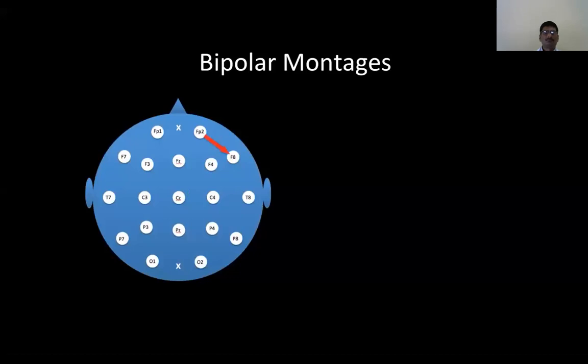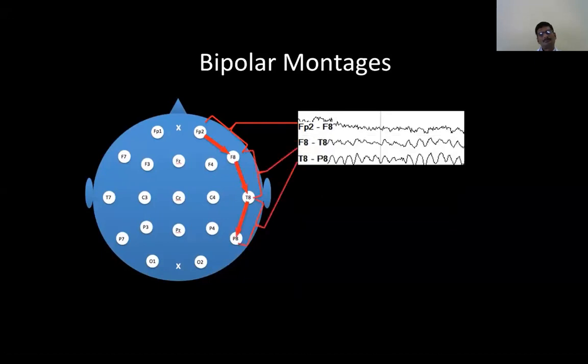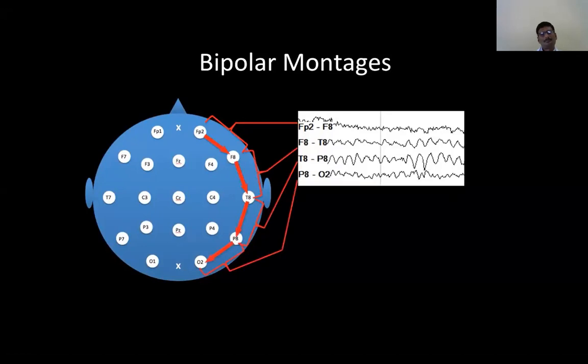If we display the difference between FP2 and F8 as a single tracing, it would look something like this, and we call this single tracing a channel or derivation. Next, we move posteriorly and look at the difference between F8 and T8 and display this as a different channel. We continue to move posteriorly, and we have a string of recordings from the front of the head to the back that are linked together. This string of recordings is called a chain. In this case, this is the right temporal chain.